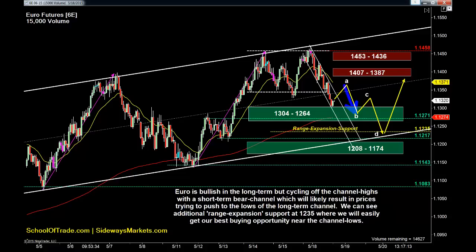But again, if I had to guess right now, I would say we got a measured move, push me down to these lows, and then we'll look for it. Maybe it happens tomorrow. Maybe it happens the next day. But keep an eye on the low of that bull channel.